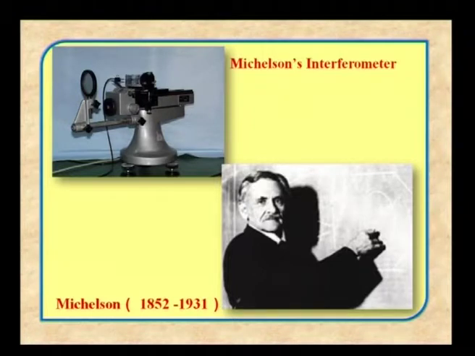So, the credit goes to Michelson. So, Michelson's interferometer, the robust picture is shown on the left side. So, here is Michelson, who lived between 1852 to 1931. Now, what do we know about Michelson?